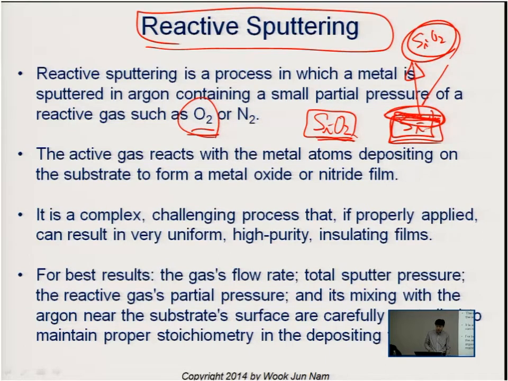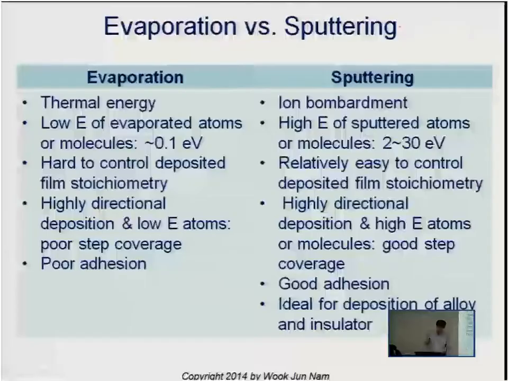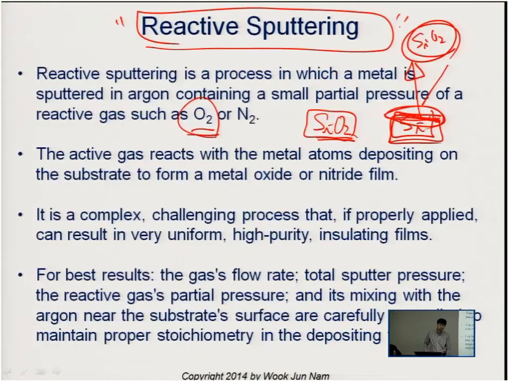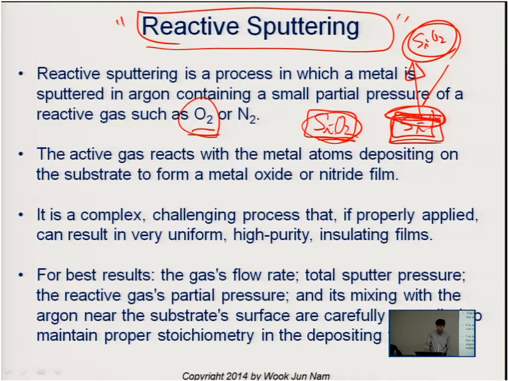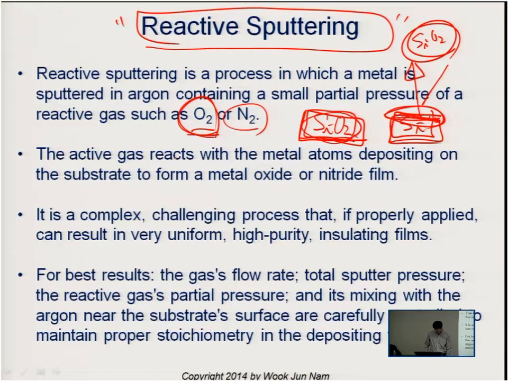So with reactive sputtering, the good advantage is that you can deposit a much purer silicon oxide film compared to using a silicon dioxide target in the sputtering tool. Using reactive sputtering, this technique can make pretty good quality oxide or nitride films. That's one of the good advantages of sputtering techniques.